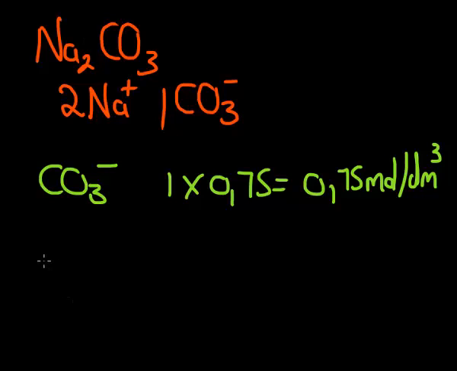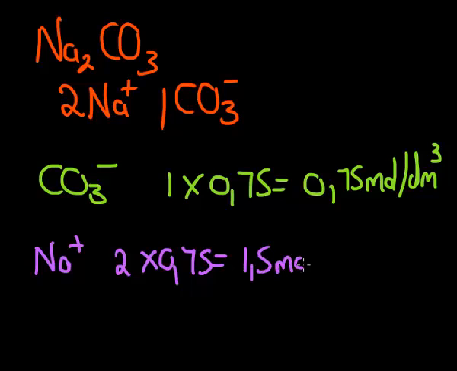When we look at our sodium though, there are two of them. Because there are two of them, we're going to multiply our 0.75 by 2. And that's going to give me 1.5 mole per cubic decimeter. And that's then my concentration for my sodium ions. So the most important thing is, if there is more than one of them involved, you'll need to multiply that specific number with the concentration value that you've calculated.